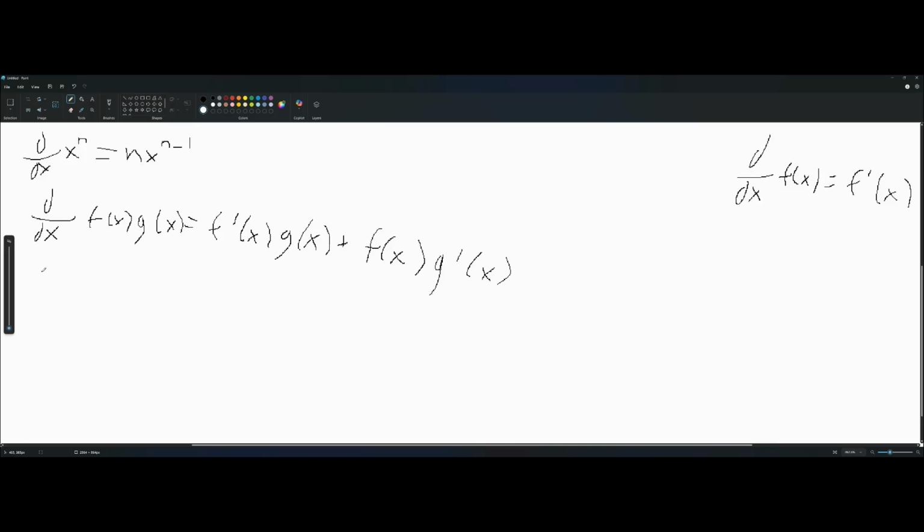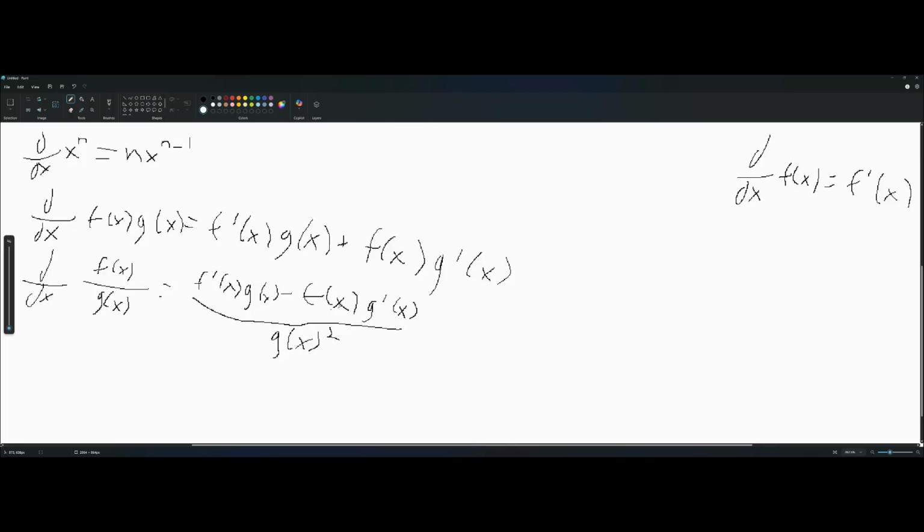And then there's the quotient rule. So this one is a little bit of memorization, but I like to just, I don't know, it just comes to me naturally. I think it's just high low minus low high over low squared. So what that essentially means is just f prime of x times g of x, right? Minus f of x times g prime of x, right? Over g of x squared. Okay?